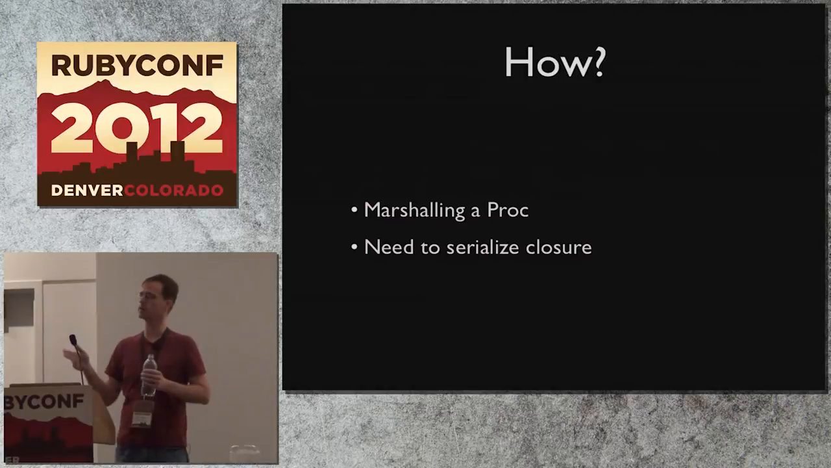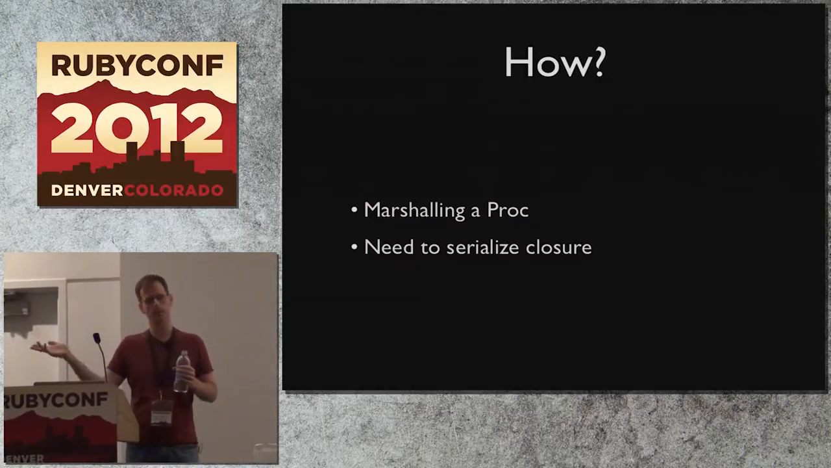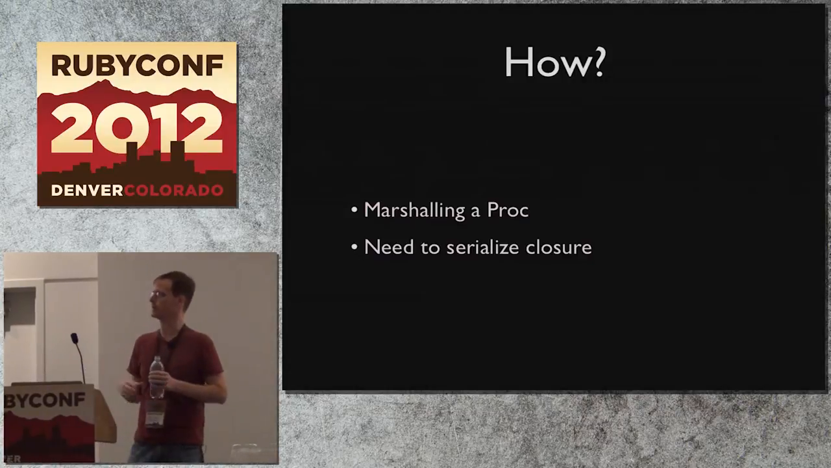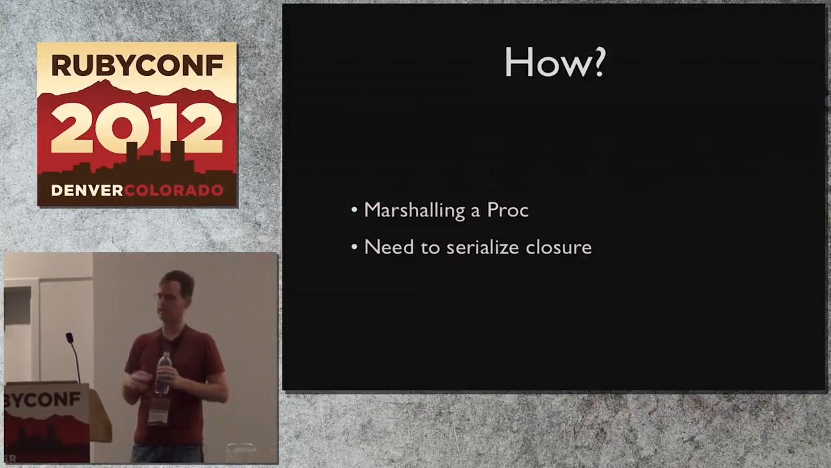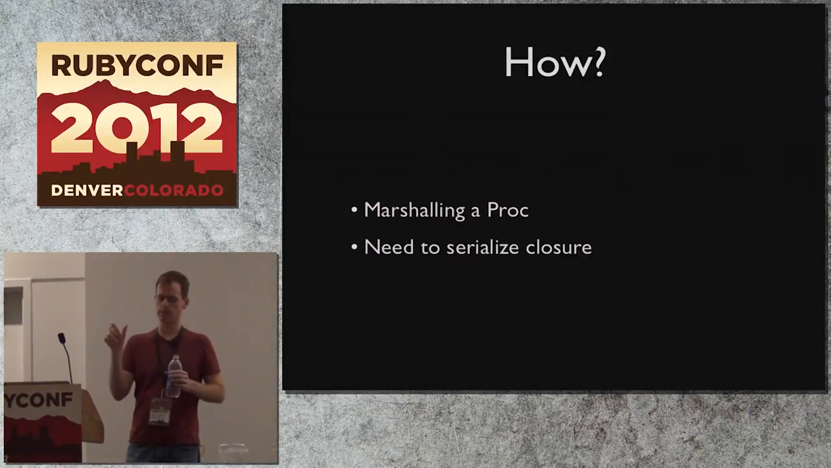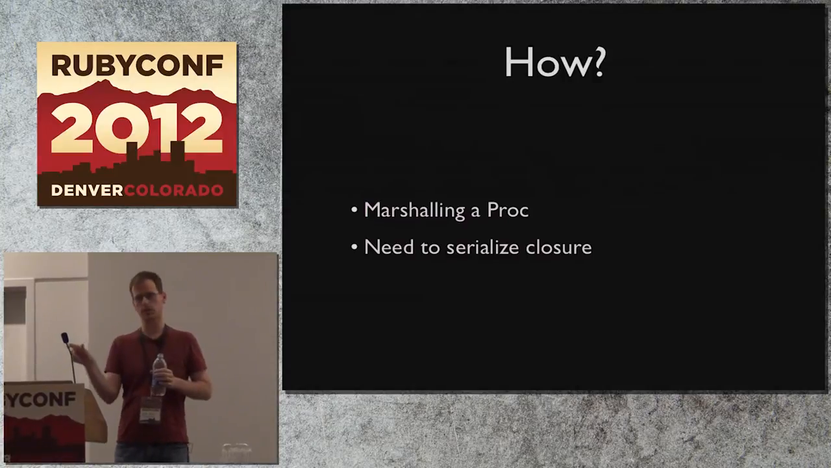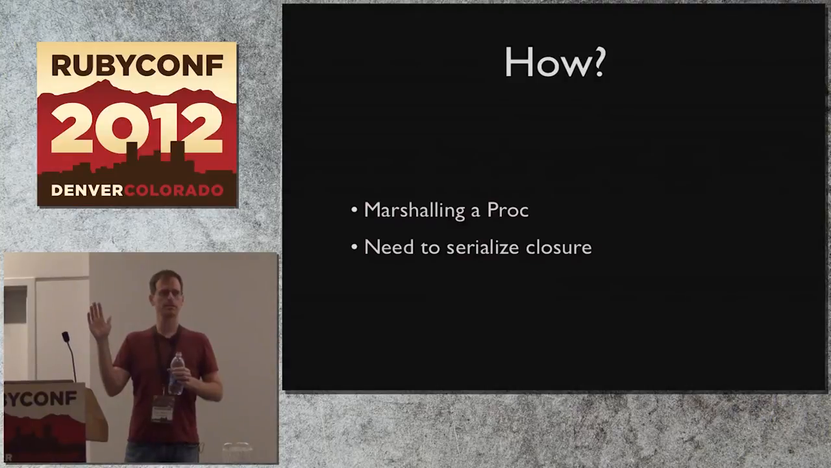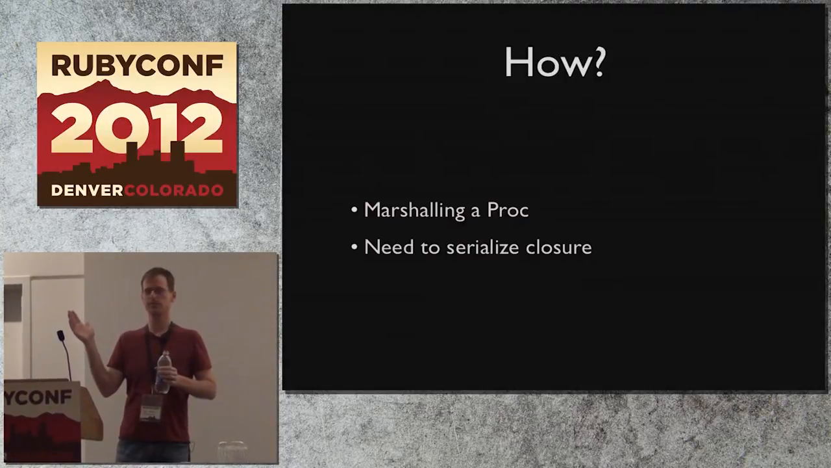Instead of an anonymous block, if we just had a name for a block and that server process knew what that block was, we could just call it by name. And in fact, Ruby has something like this. You have a named block which accepts arguments. Does anyone know what that is? It's a method. You've probably used them before.